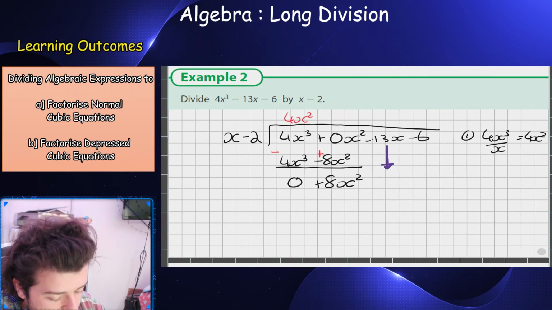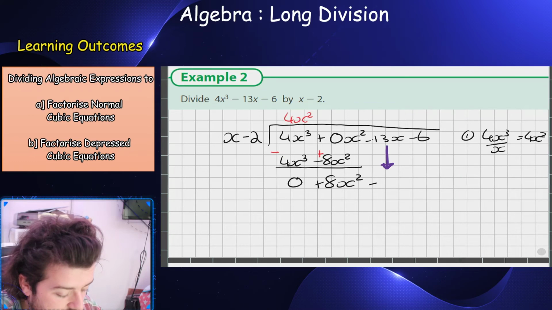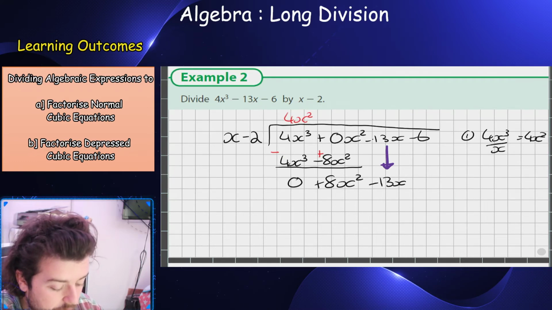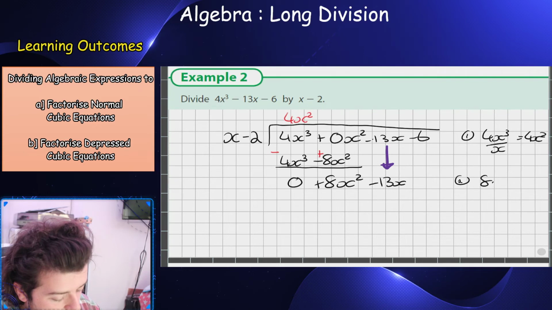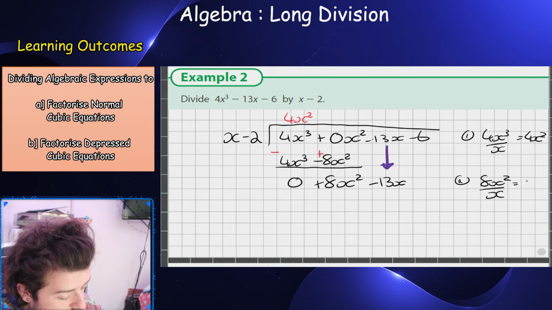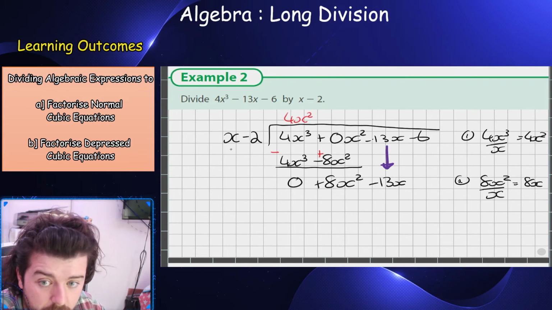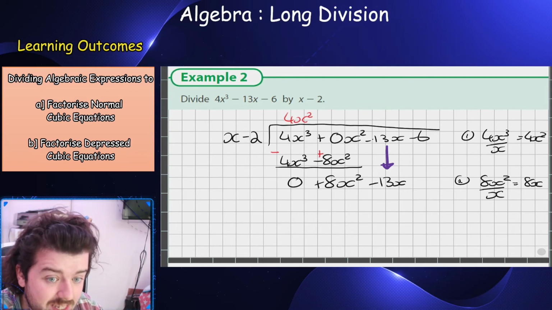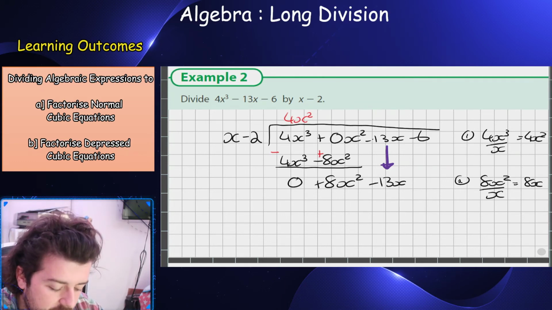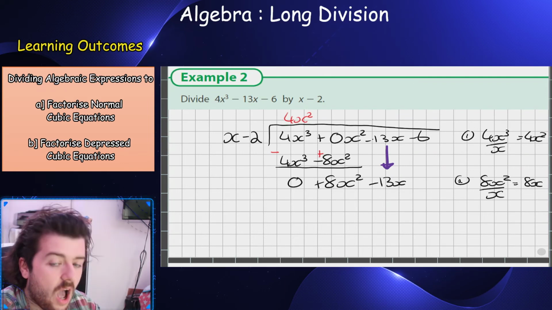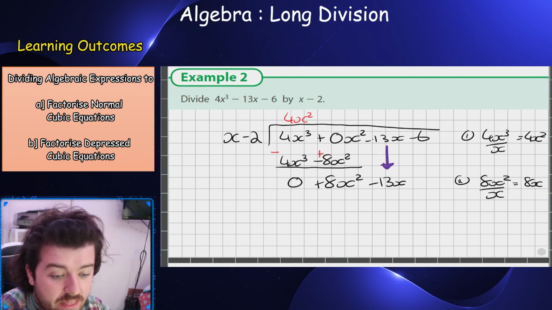Then I bring down the minus 13x, the next term, and I repeat the process again. So 8x squared divided by x is going to give me 8x. Now remember, I'm dividing by the first term of my divisor, the thing I'm dividing by. That's why I'm using x. If this was, say, a 2x, then I would be dividing by 2x. But in this case, it's just an x, so I'm using x. That value can change depending on the thing you're dividing by.